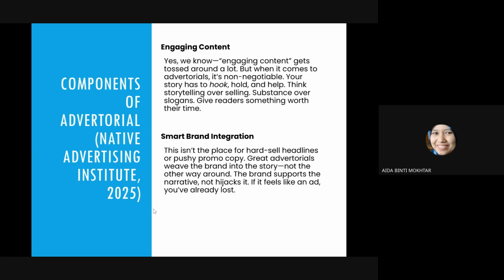Two, smart brand integration. This isn't a place for hard sell headlines or pushy promo copy. Great advertorials weave the brand into the story, not the other way around. The brand supports the narrative, not hijacks it. If it feels like an advertisement, you've already lost.